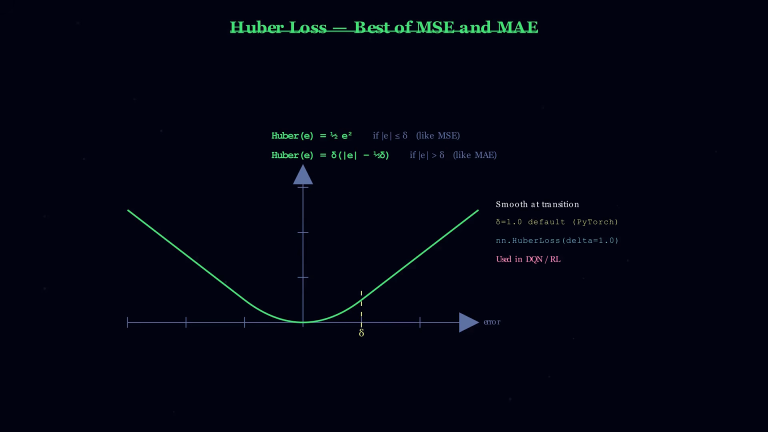In PyTorch, nn.HuberLoss with delta parameter, or nn.SmoothL1Loss, which is Huber with delta equals 1. Huber is used heavily in reinforcement learning. DQN uses it by default because it's robust to the highly variable rewards in RL.